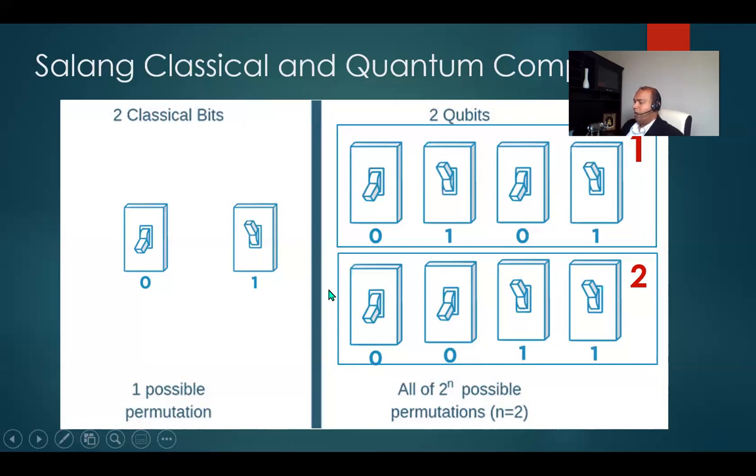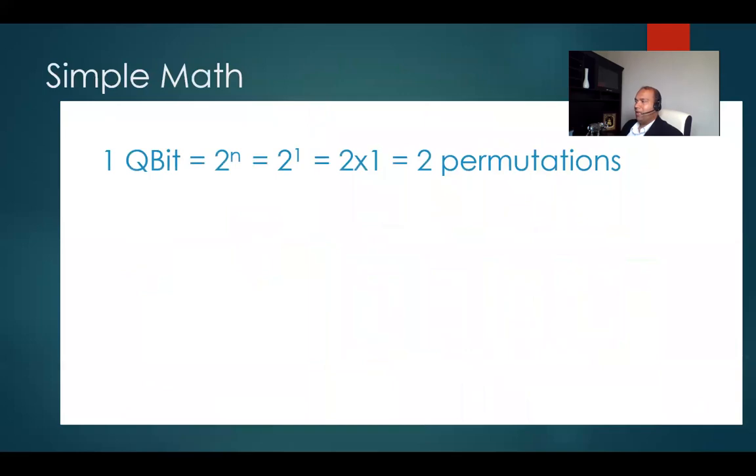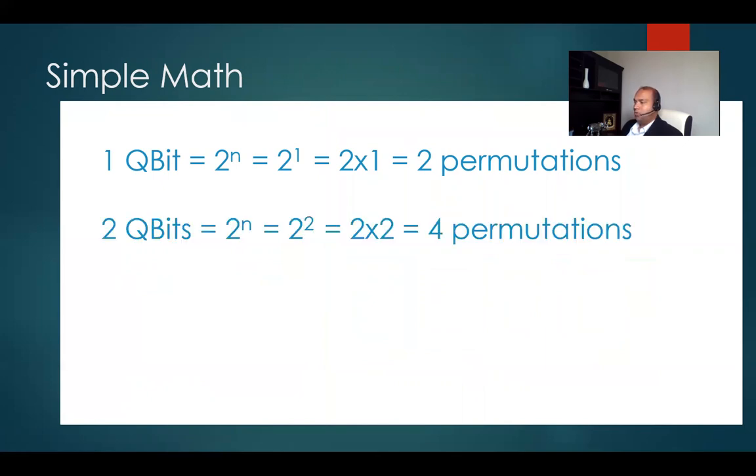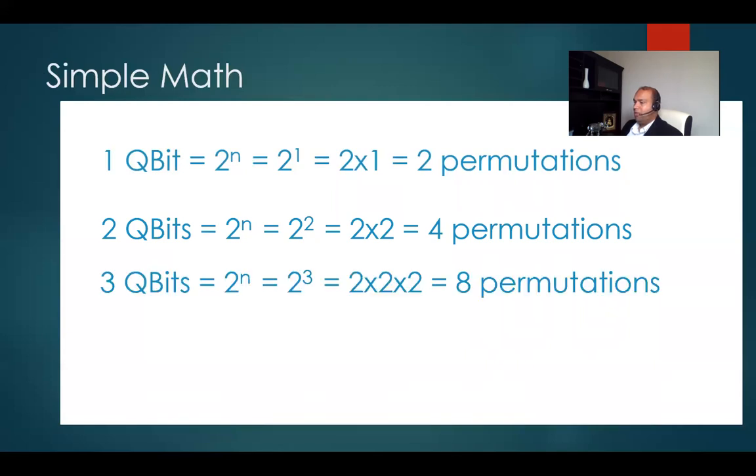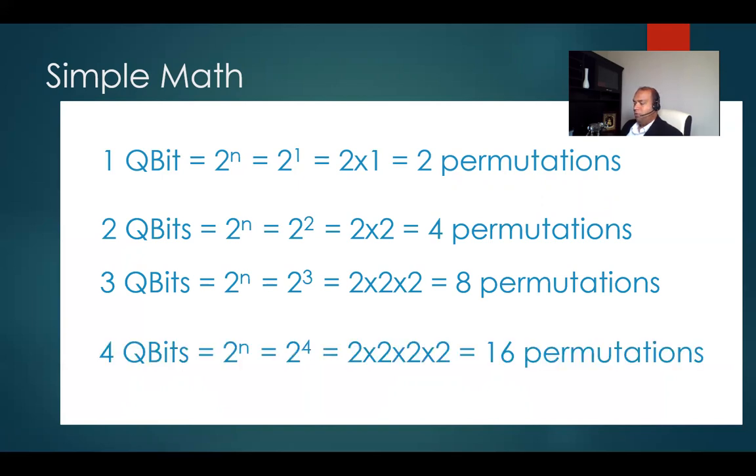So that's pretty much it over here for multiple states and multiple permutations. When we start doing a little bit of very simple mathematics, 2 power n, which is 2 power 1 for 1 qubit, is 2 permutations. And 2 qubits, 2 power 2, is 2 multiplied by 2, which is 4 permutations, which you just saw on the screen earlier. Then 3 qubits takes you into 2 power 3, which is 2 multiplied by 2 multiplied by 2, which is 8 permutations. 4 qubits, 2 power 4, is 16 permutations.